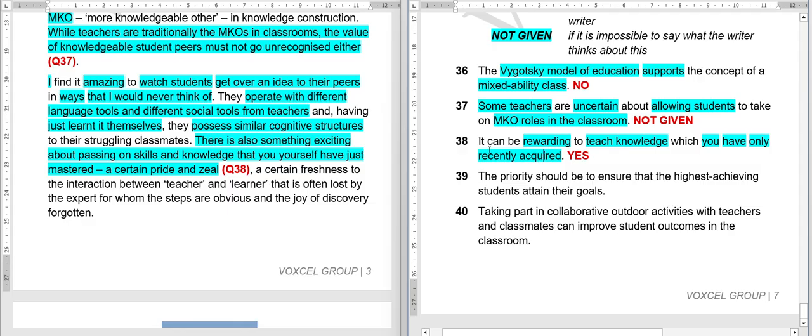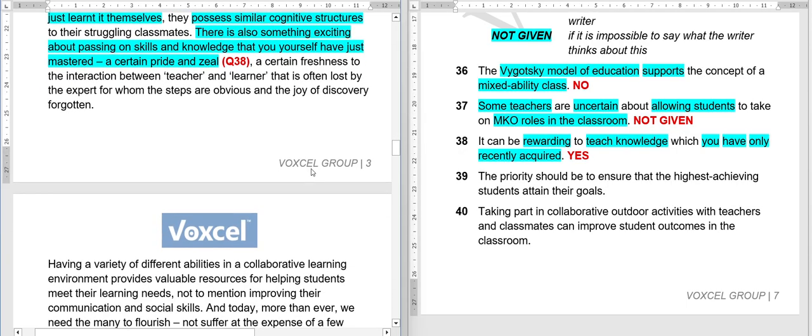They said in the question that it can be rewarding to teach what you recently acquired. Yes, there is something exciting. What is exciting, and where is it written? To pass on skills that you yourself have just mastered, just acquired, a certain pride, zeal, a certain freshness to the interaction. So a certain pride and zeal. So it is something rewarding. Clear? Let's read the 39th question now.